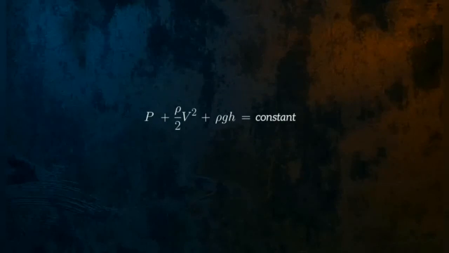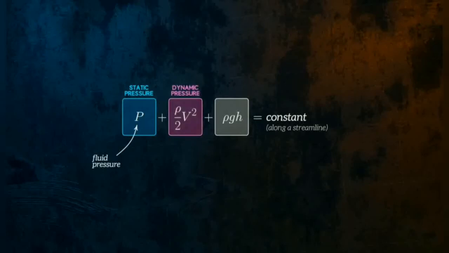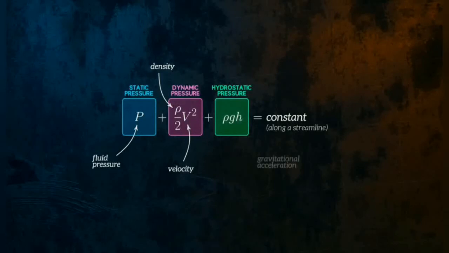P plus half rho v square plus rho g h is equal to constant. The equation states that the sum of these three terms remains constant. Each of the terms is a pressure. The first term is the static pressure, which is actually the fluid pressure. Then we have the dynamic pressure, which is a function of the fluid density rho and velocity v, and it represents the fluid kinetic energy per unit volume. And the third term is the hydrostatic pressure, which is the pressure exerted by the fluid due to gravity.